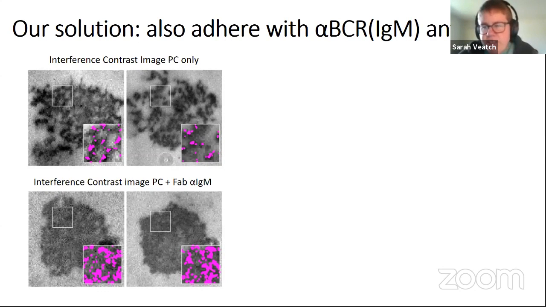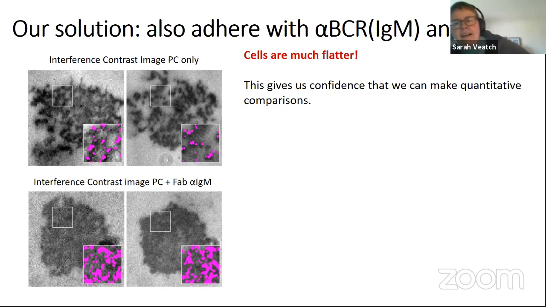And what we did is we just made the interaction with the surface a little bit more robust by also adding in an antibody interaction to the receptor. And so that's this new example down here. And these cells are much flatter. They're much more uniform in their gray color by interference contrast. So this gives us some more confidence that with this sample prep, we can make more quantitative comparisons.